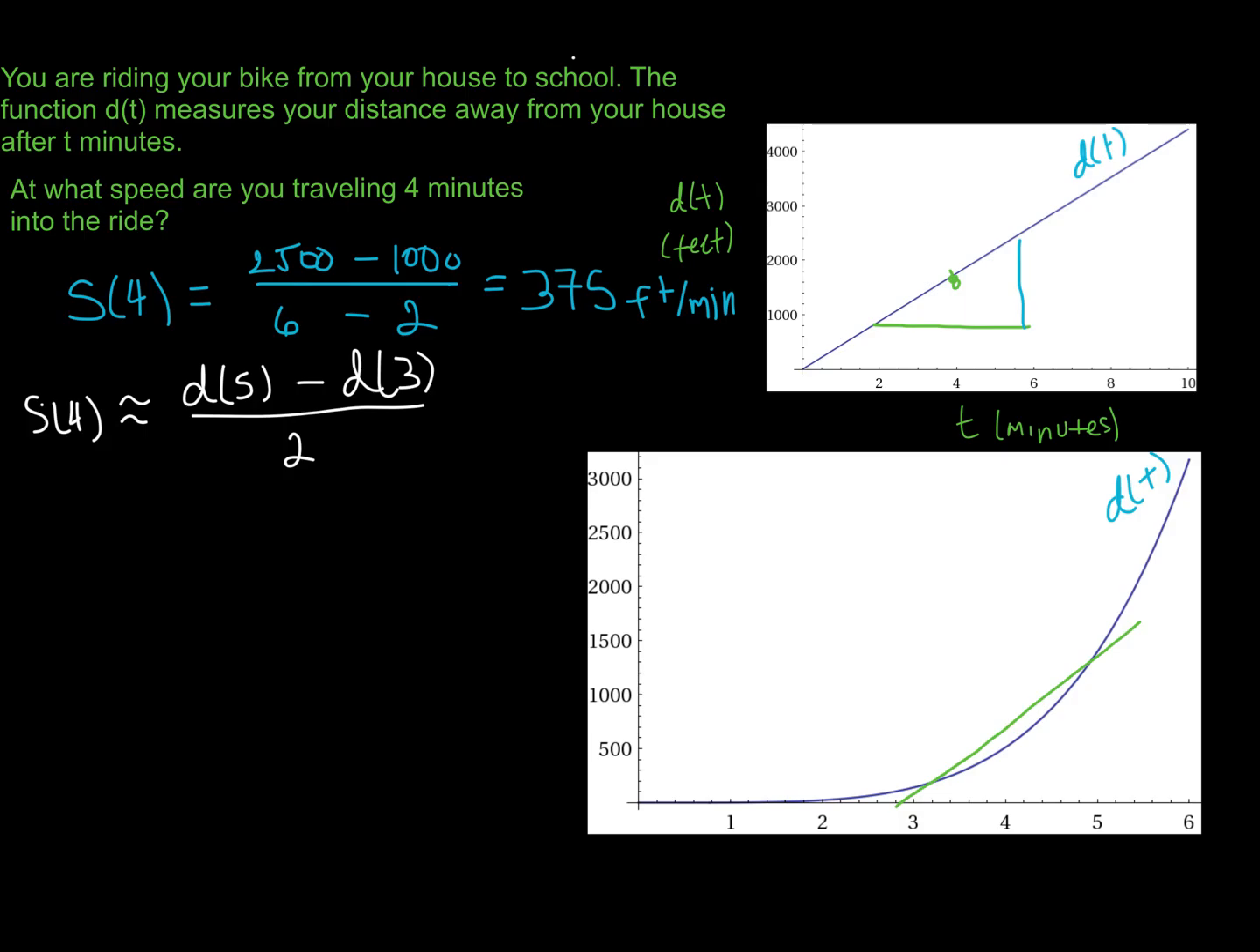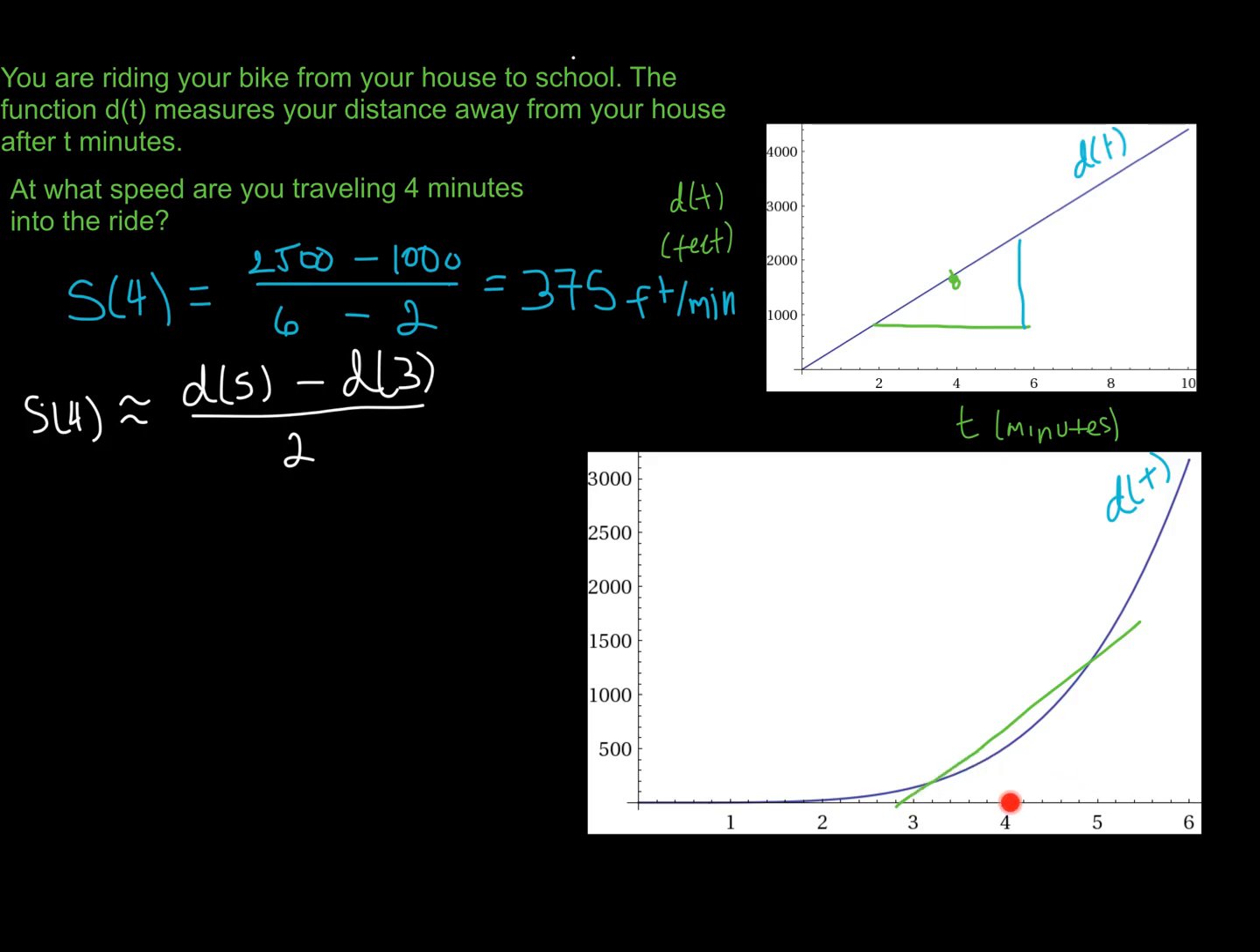So can we get even better? Can we hone in on 4? What could we do to seemingly make our approximation more accurate? Notice here that we averaged 3 and 5. Those were the 2 points we used. We went one to the right of 4 and one to the left of 4.